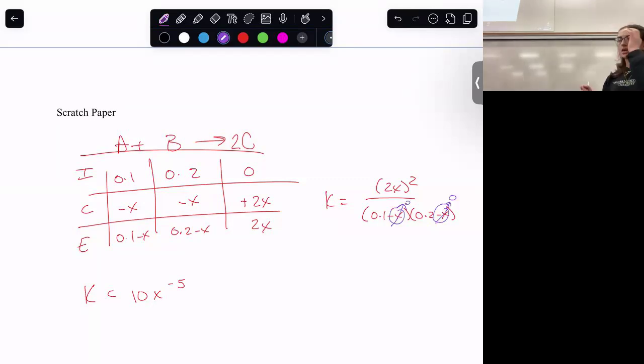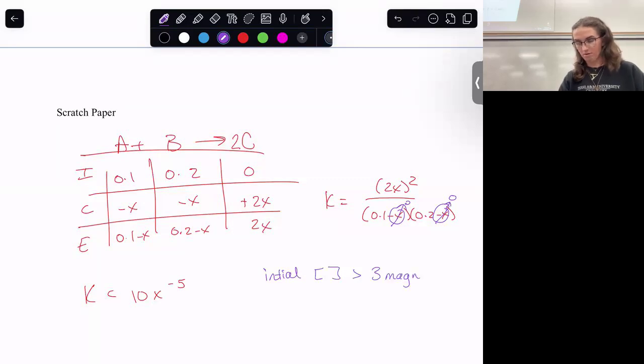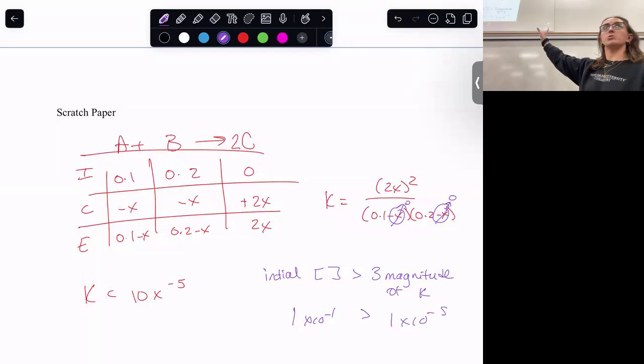I think the case is also if your initial concentration is greater than, I think, 3 magnitudes of K, then you can also use the assumption. So here, this is 1 times 10 to the negative 1, which is greater than 1 times 10 to the negative 5, right? There's 4 orders of magnitude in between. So if your exponents are at least 3 apart, then you can also use the assumption rule.